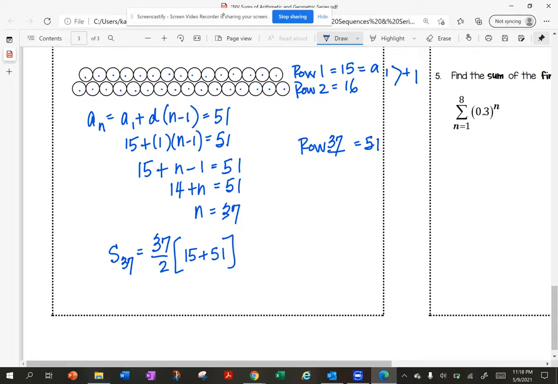So I have a total of 1,221 logs. Here we go.